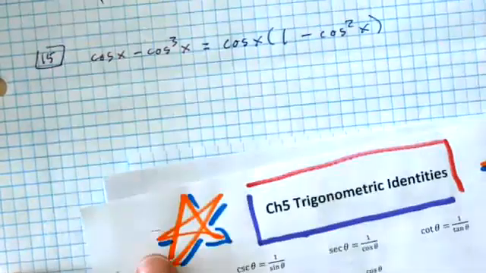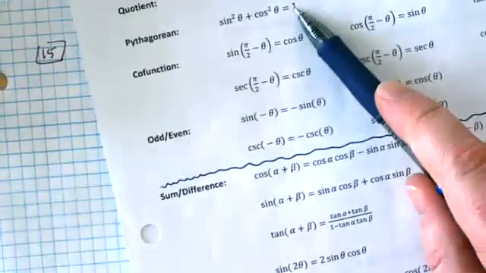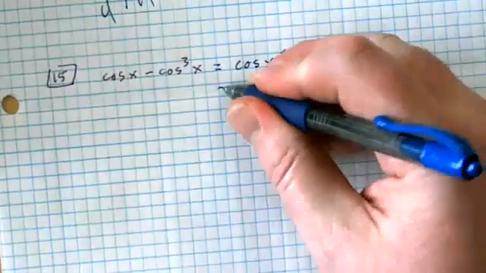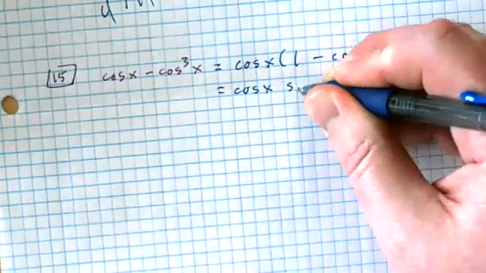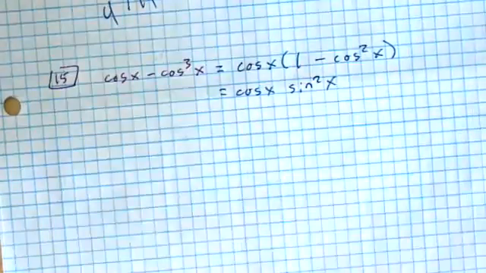So when I see this, I see 1 minus cosine squared. What is 1 minus cosine squared equal to? If I brought this over, that is equal to sine squared, isn't it? So that would be my next step. So I've got cosine x, sine squared x, and I don't think we're going to be able to go any further than that. Okay.